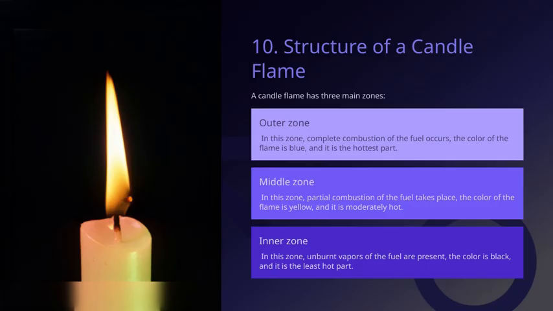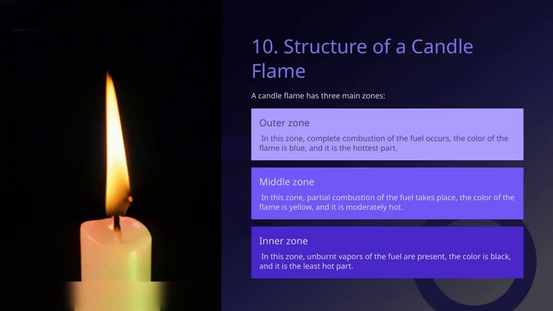Next, we move to the middle zone. Here, the combustion is only partial, so the wax vapors aren't fully burned yet. The flame in this zone appears yellow, and it's moderately hot. Finally, there's the inner zone. This is the innermost part of the flame, where unburned vapors of the fuel are still present. The color here tends to be black or dark, and this is actually the least hot part of the flame.